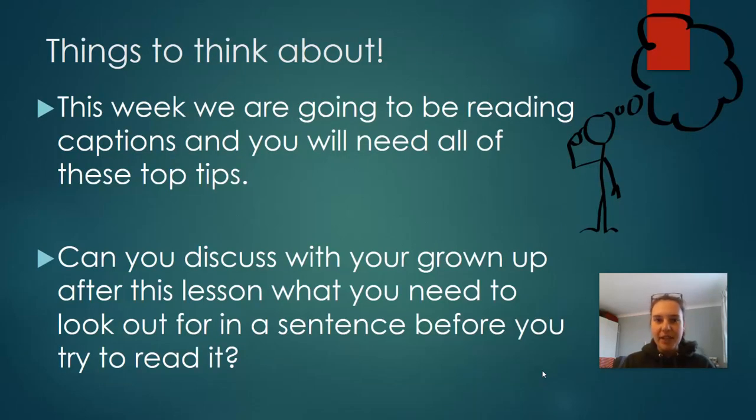Okay, now we've got some things to think about. This week, we are going to be practicing reading our captions, okay? You will need all of these top tips to be able to help you to read them. Now, can you discuss with your grown-ups what we've looked at in this lesson? So the things you need to look out for before you're able to read the sentence, okay? You need to look out for those tricky words. You need to look out for those digraphs. You need to make sure that you've got a full stop and a capital letter. All of these top tips will help you to be able to read the sentences that we're going to do this week, okay?